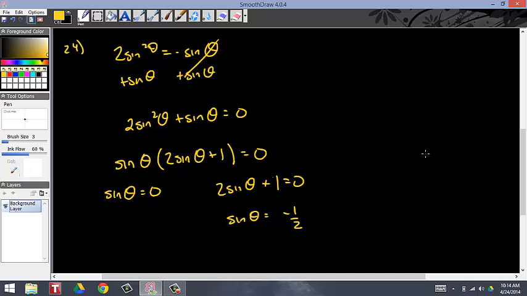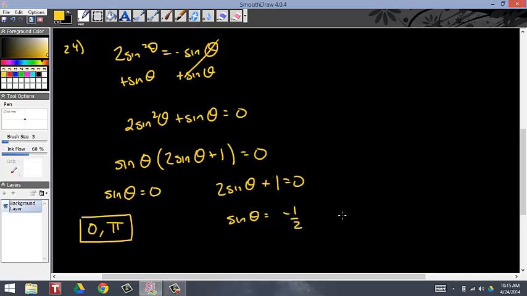So where does sine theta equal 0? Okay, we're back to radians now. Soph? 0 and pi. Nice job, Soph. The next one, where is sine theta equal negative 1/2?